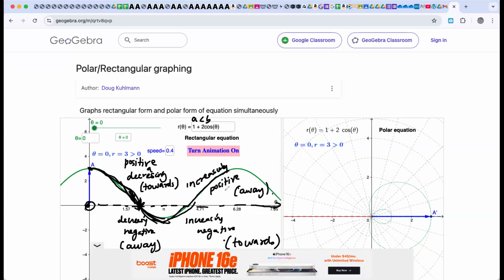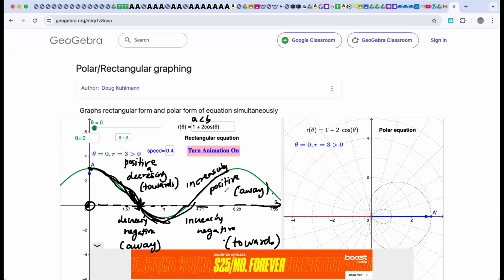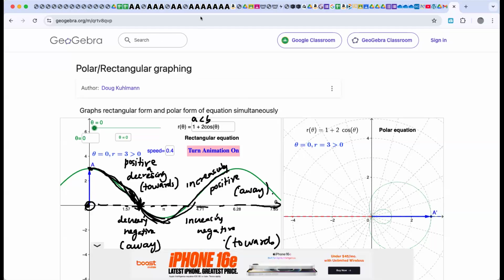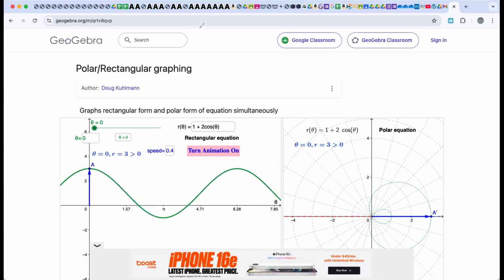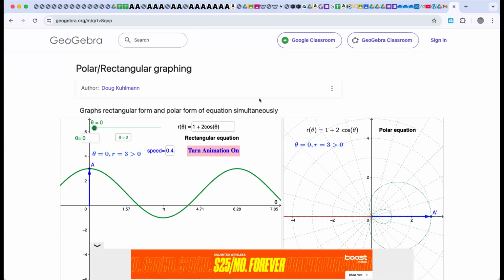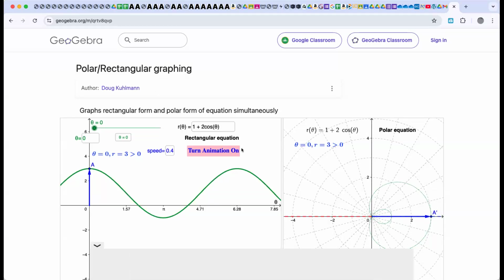So in a rectangular graph, you should be able to say when it is increasing, decreasing, when it is away, when it is positive, when it is negative. All that you need to be able to say when we go to the rate. For now, we have just finished the limaçons. I will share this GeoGebra link with you. You can do it at home.